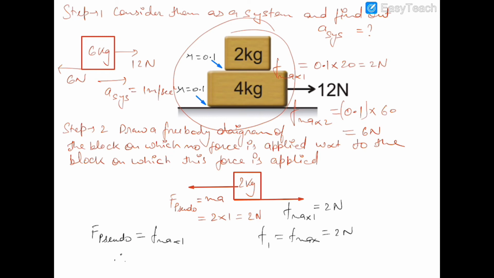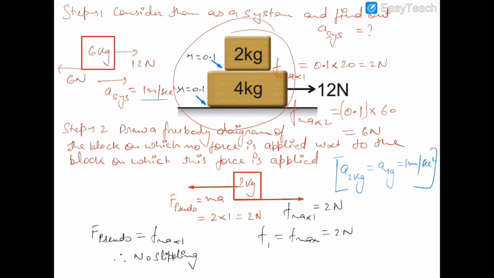So there will be no slipping because the pseudo force which is trying to slip the block is being balanced by the friction. So there will be no slipping, and these two blocks will move together, and therefore the acceleration of 2 kg and 4 kg will be equal. A of 2 kg is equal to A of 4 kg, and it will be equal to what we have calculated, 1 meter per second square.